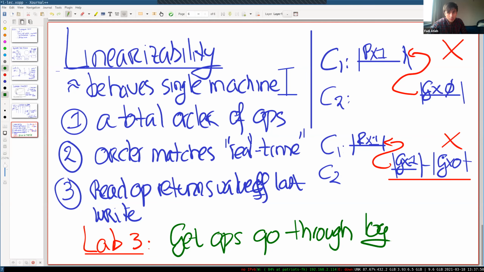And also, just to double check and maybe reiterate, in lab 3, all of the client requests are going to be synchronous. So yes, okay. Absolutely.